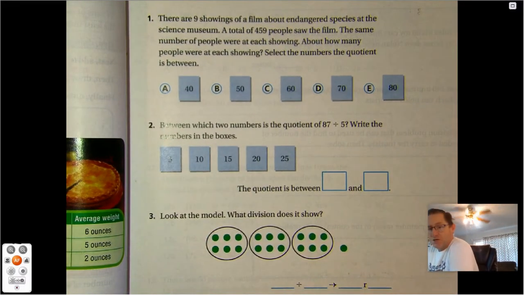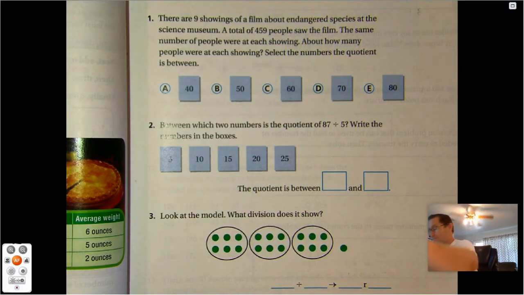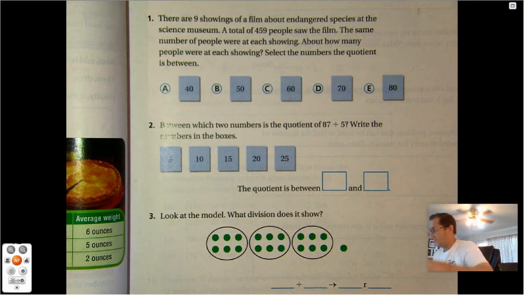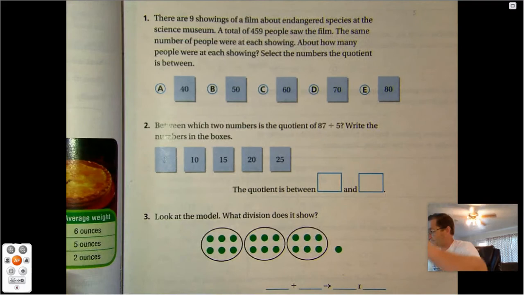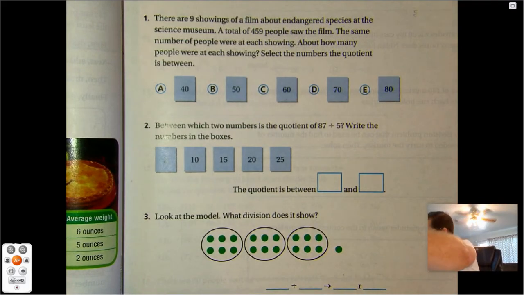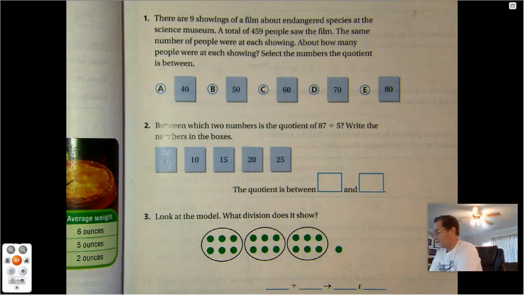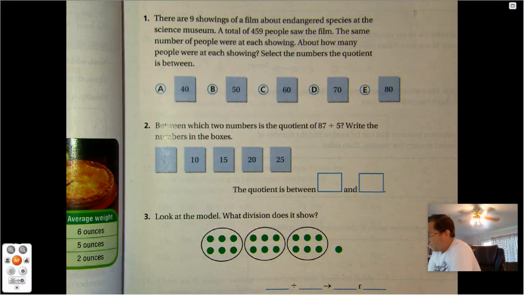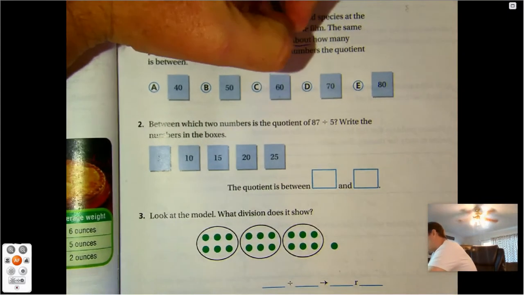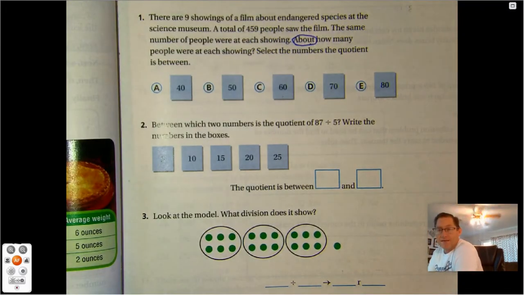There are 9 showings of a film about endangered species at the Science Museum. A total of 459 people saw the film. The same number of people were at each showing. About how many people were at each showing? Select the numbers the quotient is in between.